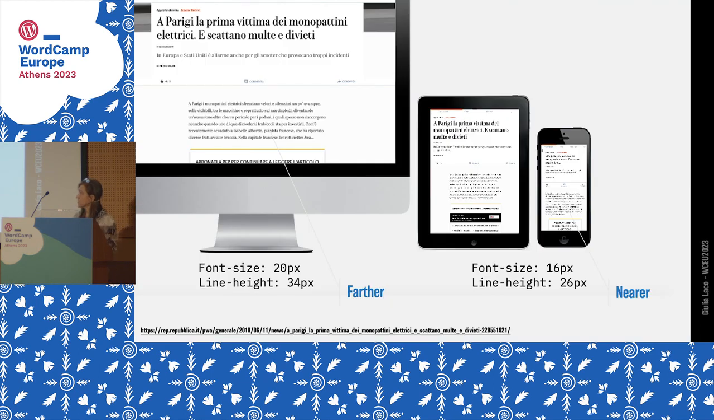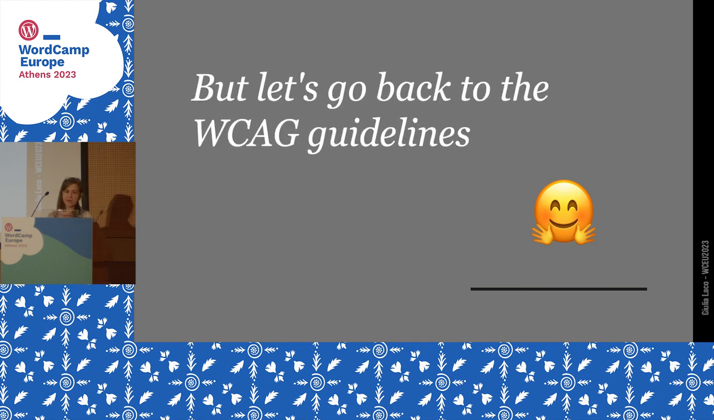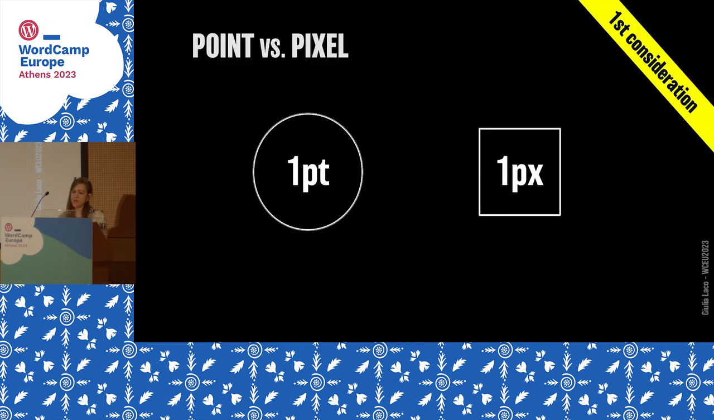Responsive web typography, at the beginning, meant that the font on mobile or a tablet is smaller than on a desktop because of the distance. Now we have fluid typography, but that's a starting point. Let's go back to the accessibility guidelines. Point or pixel: now we have some elements to convert one to the other.